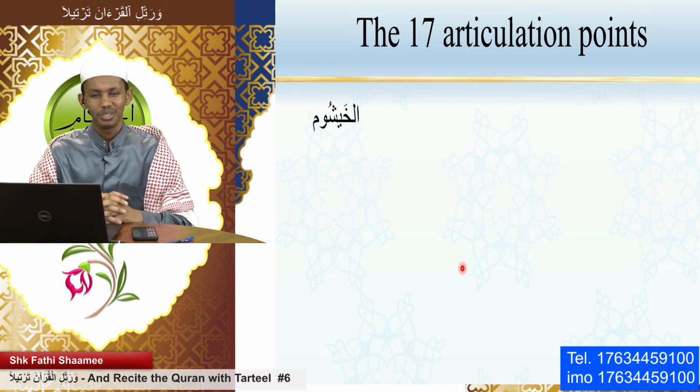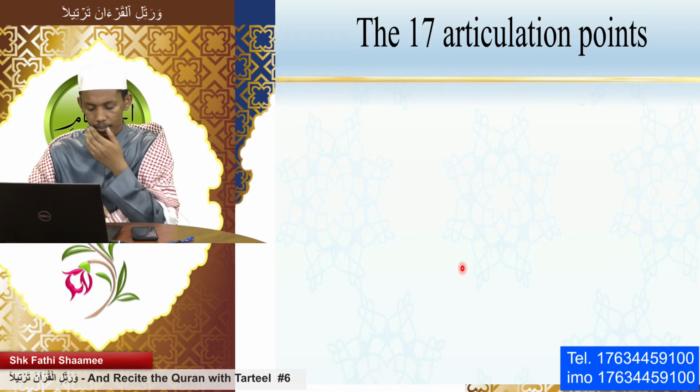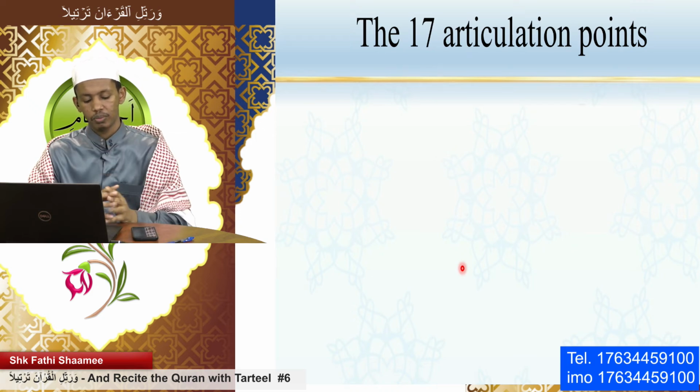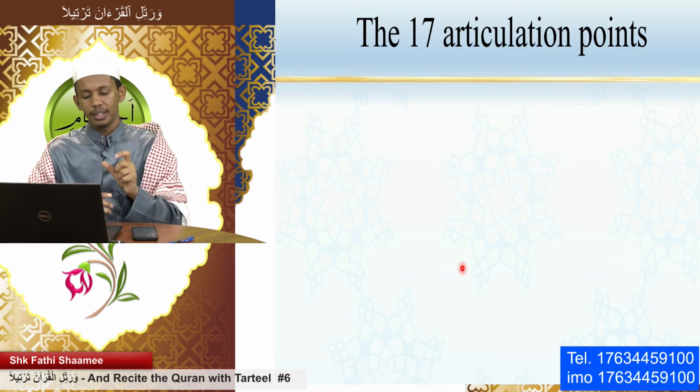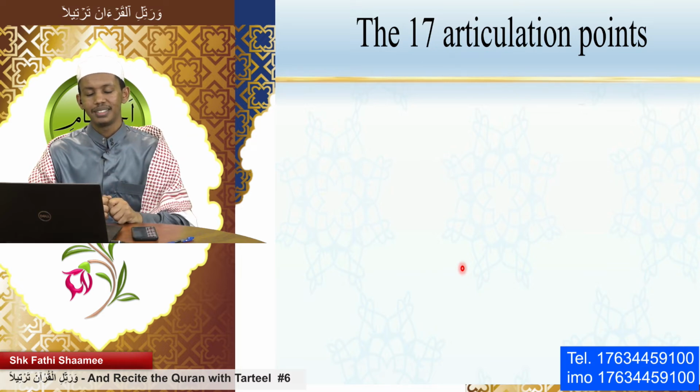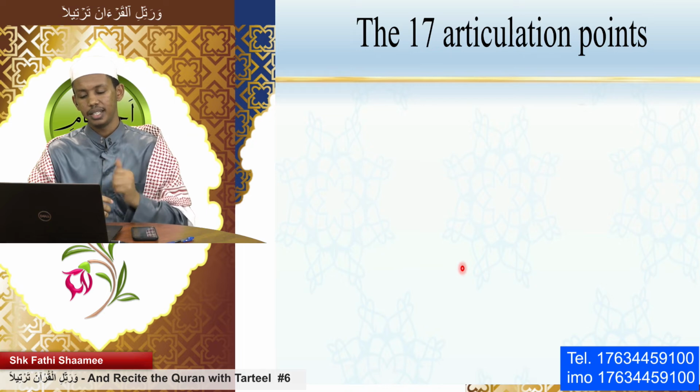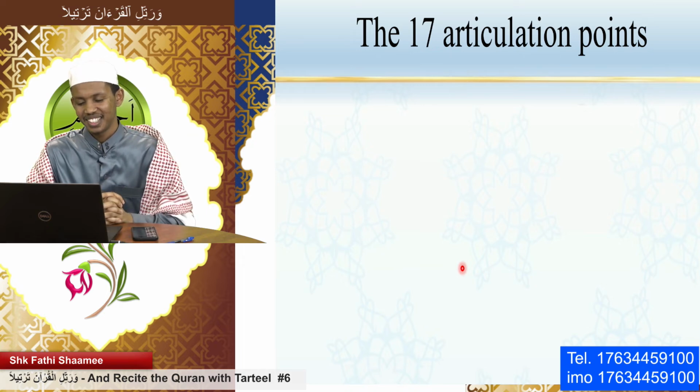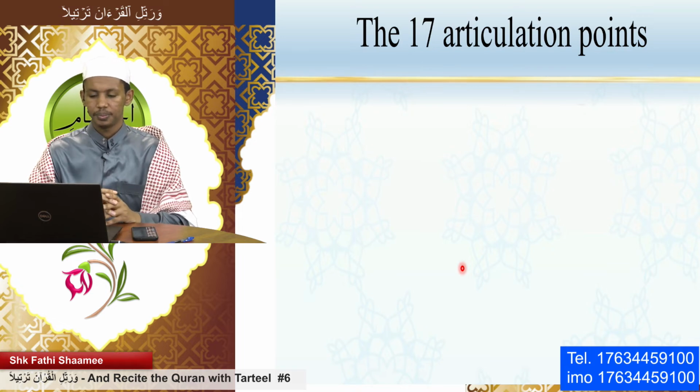MashaAllah, it looks like we have a caller. Okay, inshallah. Audhu billahi minash shaytanir rajim. Bismillahir Rahmanir Rahim. Okay, so that ha, say Bismillahi, Bismillahi, ha, not ha. Okay. Bismillahir Rahmanir Rahim.